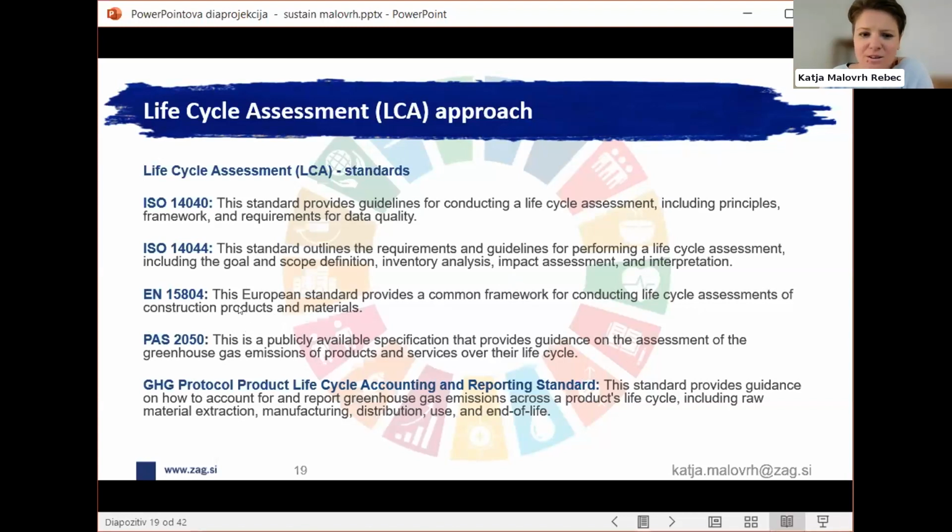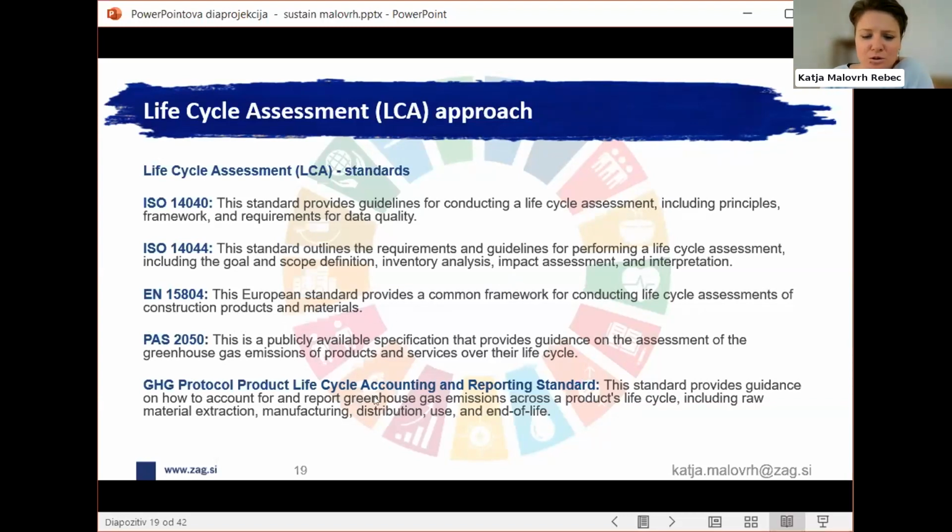so European standard, it's 15804. That's a standard that provides a common framework for reporting what the construction products and materials life cycle assessment should look like. So this is the basis for the documents, EPDs, which we will mention later on too.